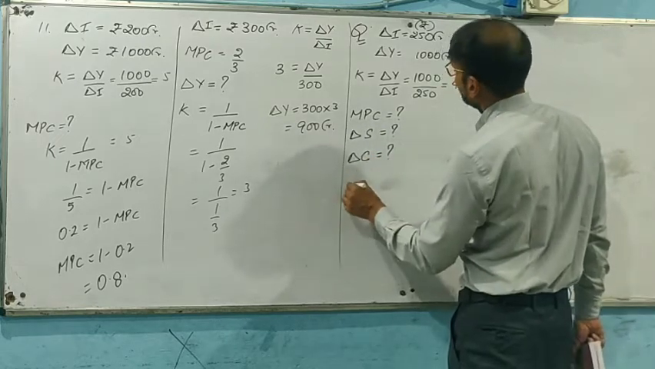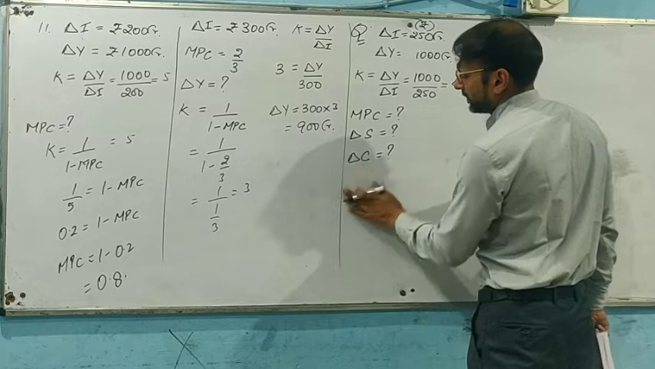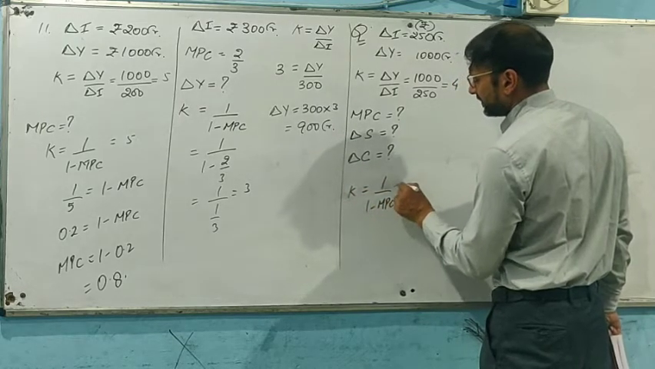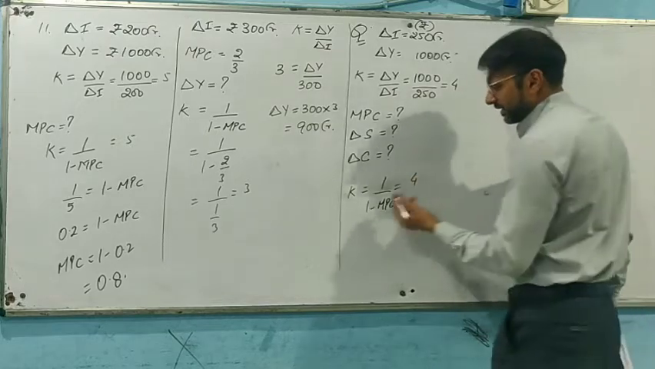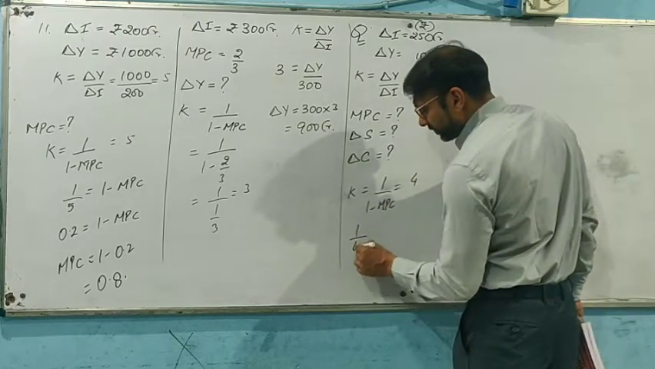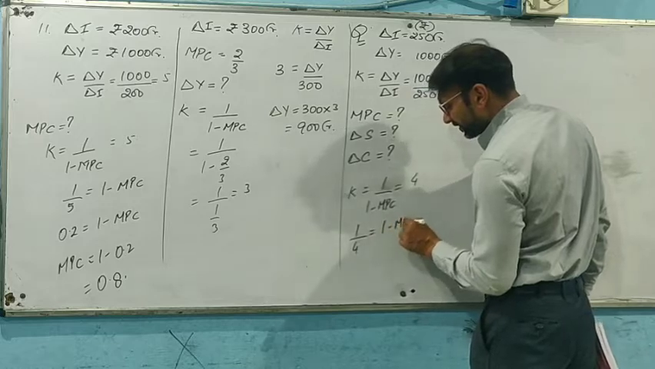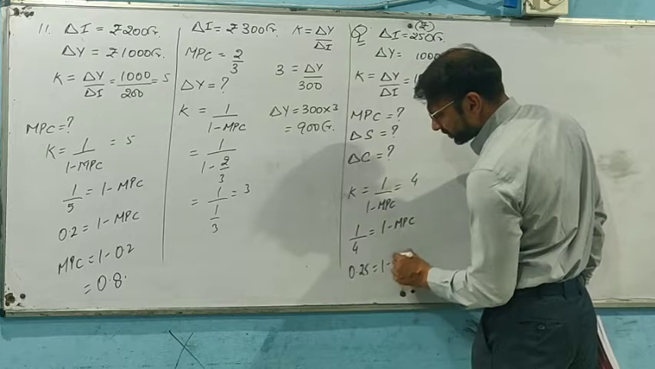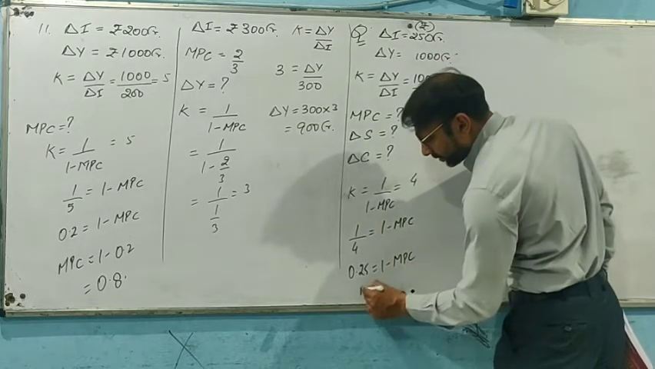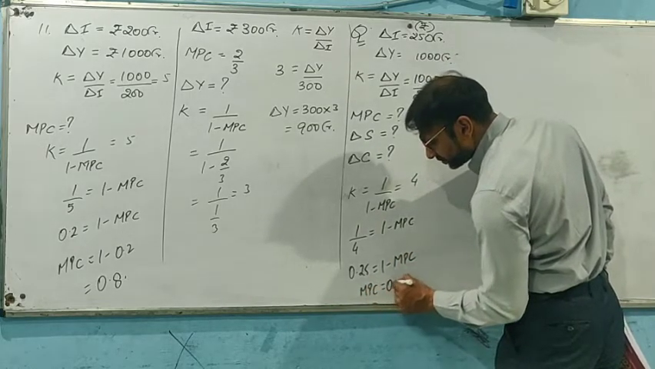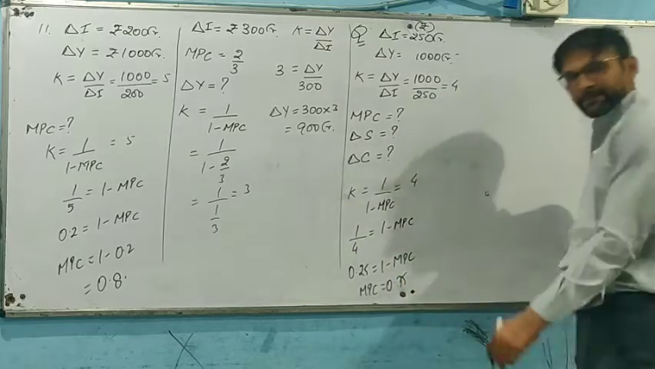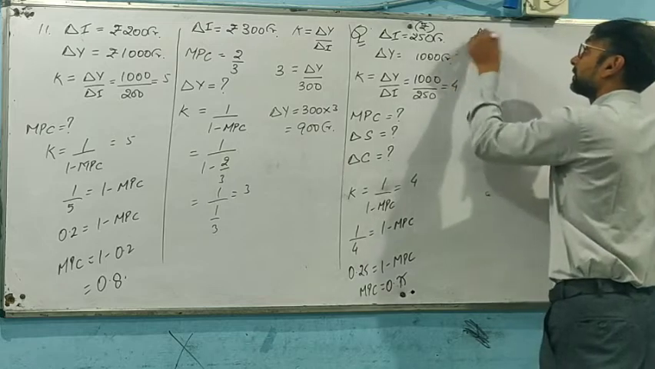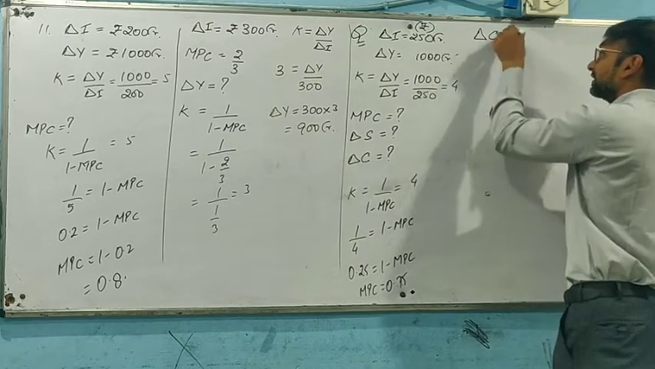That is, K equals 1 upon 1 minus MPC, that is 4. Interchanging the value, 1 upon 4 equals 1 minus MPC, that is 0.25 equals 1 minus MPC, or MPC will be equal to 0.75. Okay. Now what do we need to find out? Delta C and delta S.